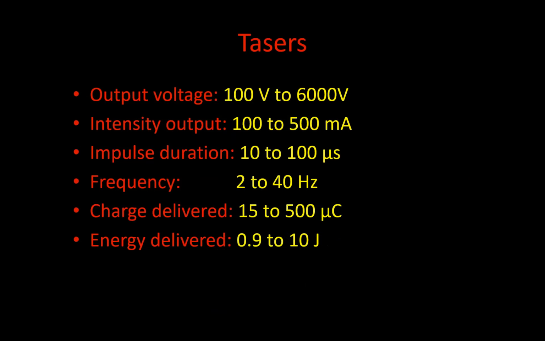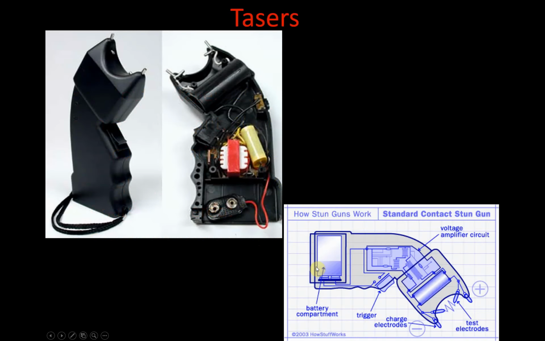So as I said in the previous slide, not a lot of charge is delivered to actually cause pain, to cause you to be incapacitated. But the impulse duration and the output voltage are the two important things. I think a 10 joule taser would be quite a painful thing to experience. And there's a simple taser.